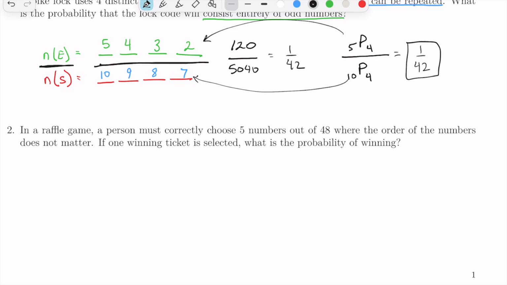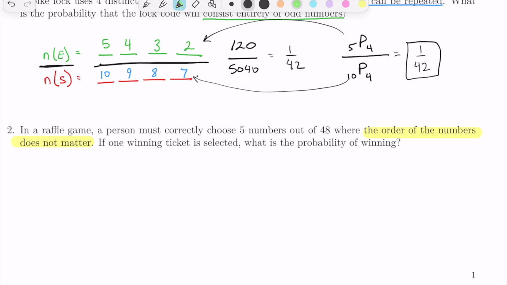In a raffle game, a person must correctly choose 5 numbers out of 48 where the order of the numbers does not matter. So as soon as I see that, I'm probably going to highlight that. I want to make sure that I remember the order doesn't matter. If one winning ticket is selected, what's the probability of winning?